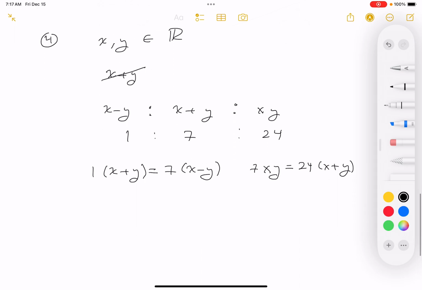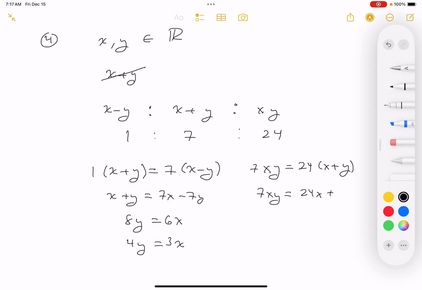Now I got two equations, two unknowns. Let me just simplify a tiny little bit. It's going to be x plus y equals 7x minus 7y. I'm going to add 7y to both sides to get 8y and subtract x, gets 6x. I'm going to divide through by 2. That's going to be 4y equals 3x. All right? Let's do the other one, 7xy equals 24x plus 24y. Well, there's not much I can do about that.